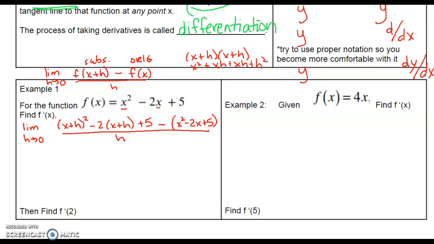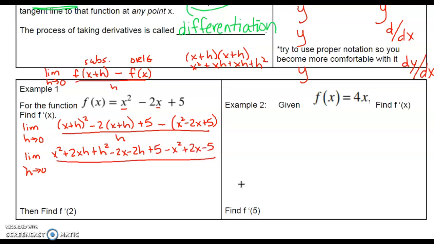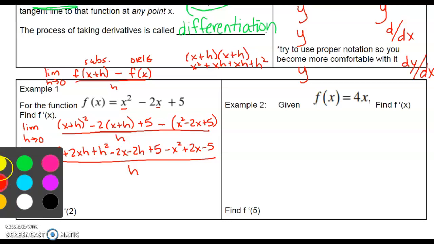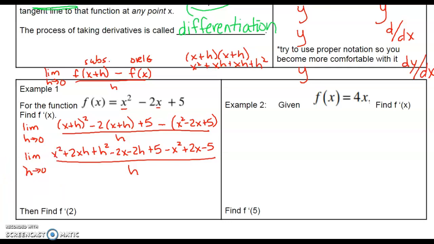But what we know is I'm going to get the limit as h approaches 0 of x squared plus 2xh plus h squared. Distribute the negative 2. Distribute this negative, all over h. Actually, let's do purple. All right, so now a whole bunch of stuff should cancel if we do it correctly. And then I'm going to reduce all the terms left by h.